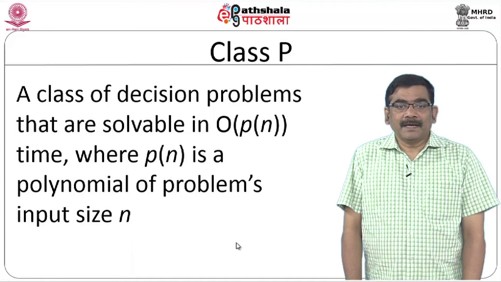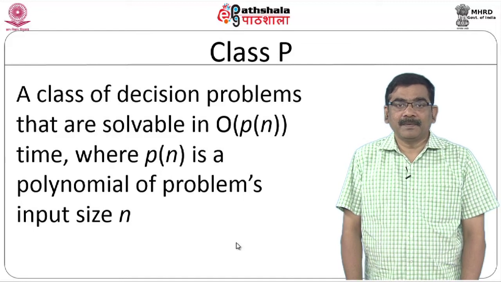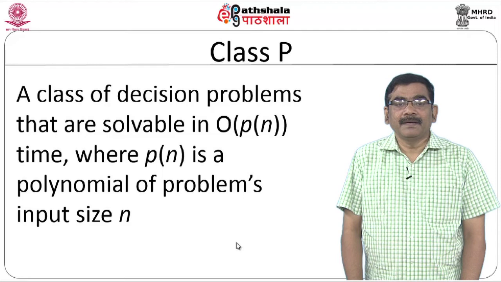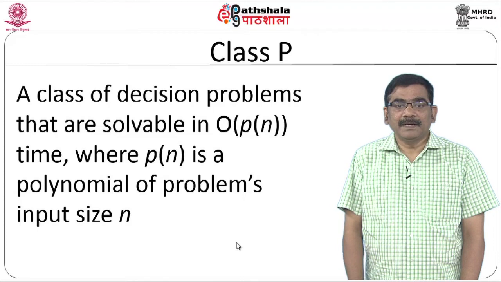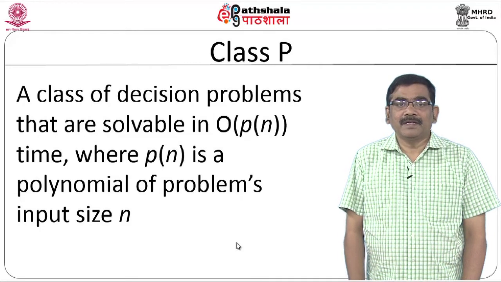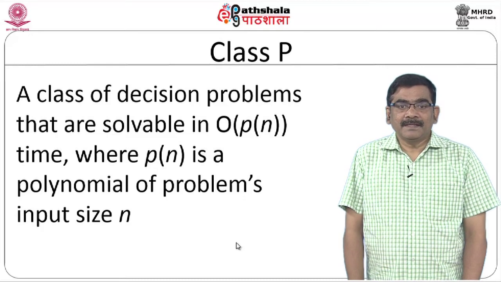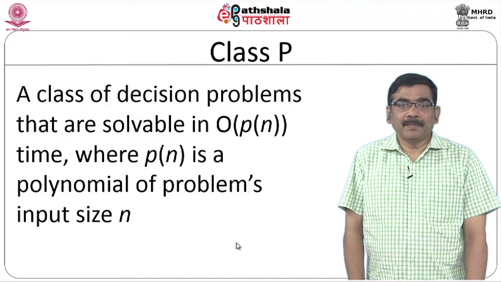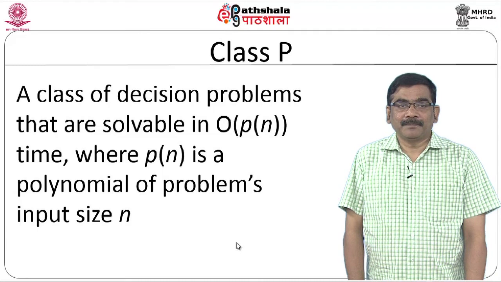From this, we can derive the concept of class P problems. What is P? P is a class of decision problems that are solvable in polynomial time, that is, in order of p of n, where p of n is a polynomial expressed in terms of size n. So, if a problem can be solved in polynomial time, then we can call that class P.